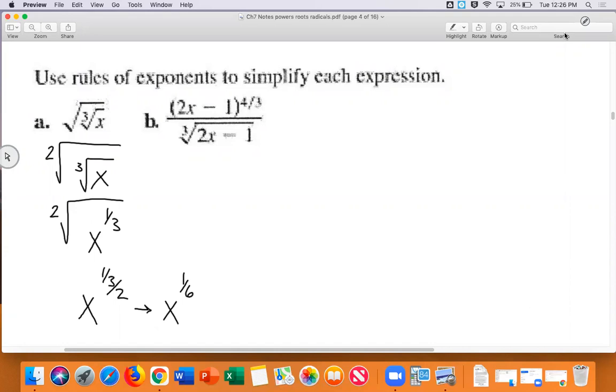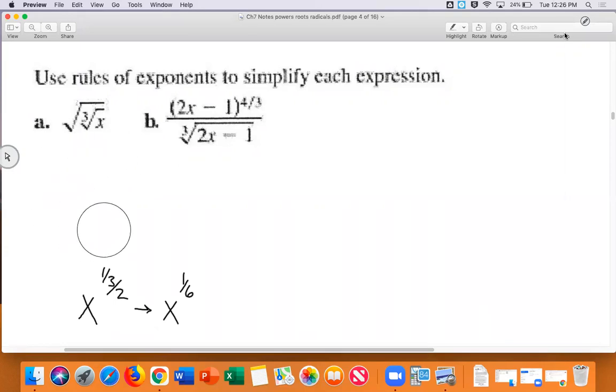Are you okay with that? And it kind of makes sense, right? If I'm taking the square root of a cube root, it kind of makes sense to be like a sixth root. Okay?